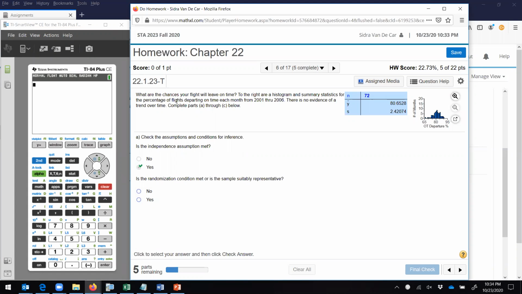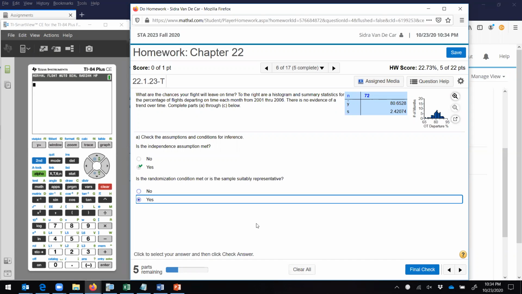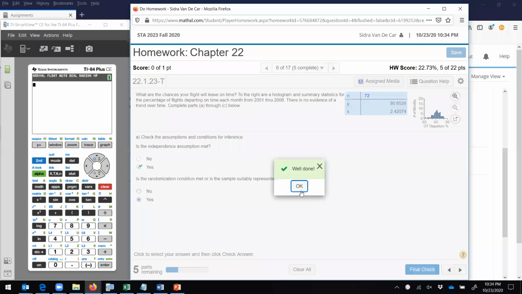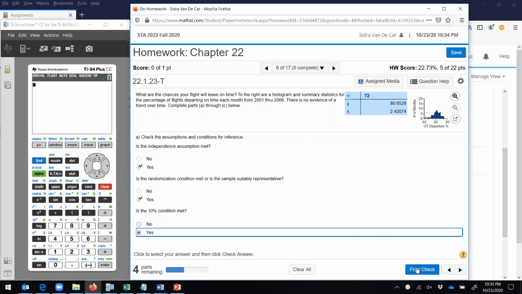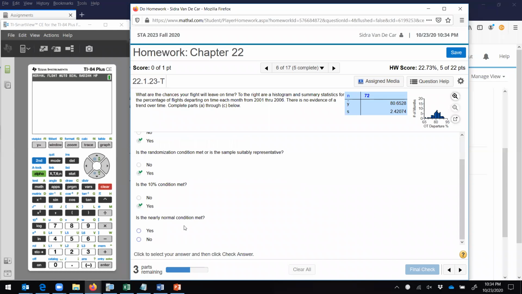Randomization. It does not say that the randomization condition is met, but there's no reason not to believe that these are representative of all flights. So I'm actually not sure whether they want me to mark yes or no there. I'll say yes, and you may change it to a no. Okay. And the 10%. So certainly 72 would be less than 10% of all flights. Nearly normal. That almost looks like a bell-shaped curve in that histogram, so sure.